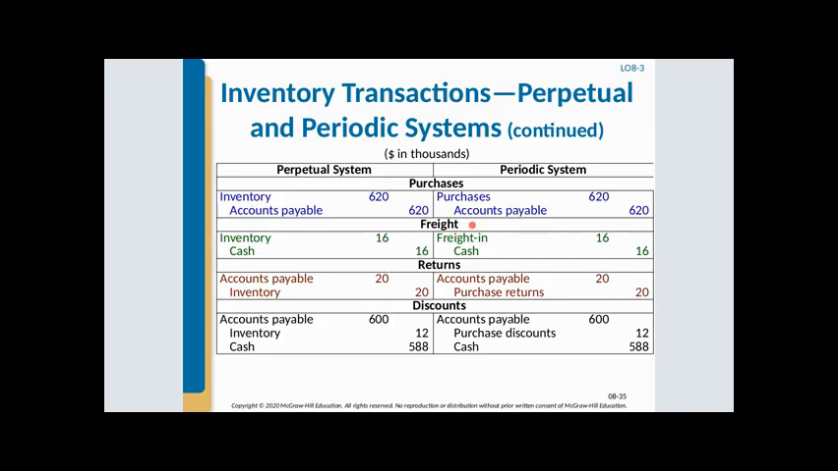In terms of freight, when it comes to perpetual, we are adding that to the cost of our inventory by debiting inventory. But with the periodic system, we're using a freight account. If we have any returns, we are using this purchase returns account. Now, when it comes to discounts, note here that we just said that we're going to credit inventory for the amount of the discount if we take advantage of it. But look at under periodic, we're using purchase discounts account, okay?